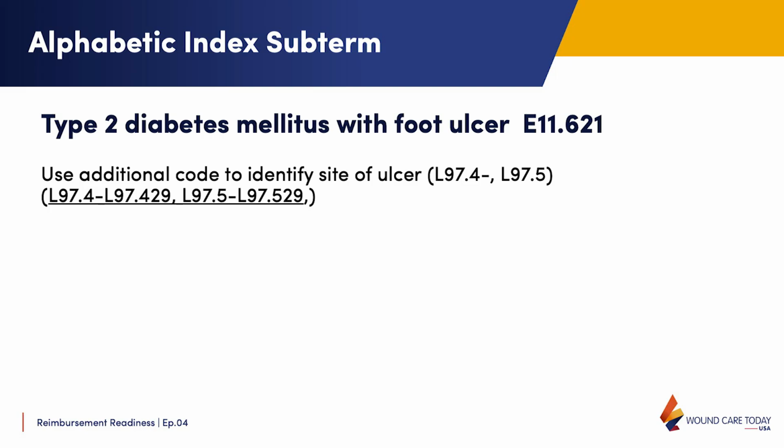And ultimately, you're going to go to type 2 diabetes with foot ulcer, which is E11.621, and you'll see that in the alphabetic index. And underneath that, you will find an instruction that says use additional code to identify the site of the ulcer. And that's going to be from category L97.4 to L97.429 or L97.5 to L97.529. So now we go to the fun part, the tabular index.